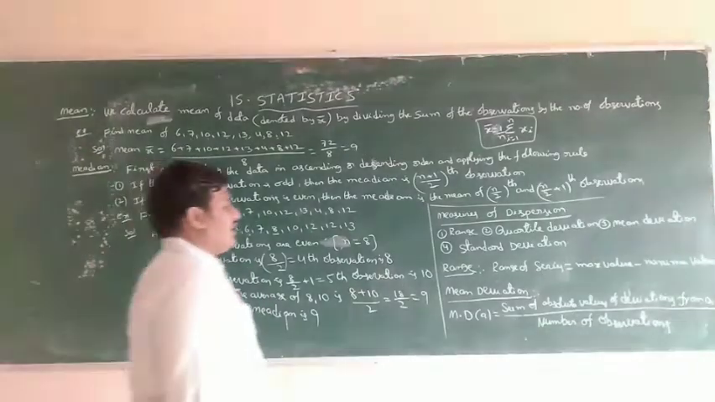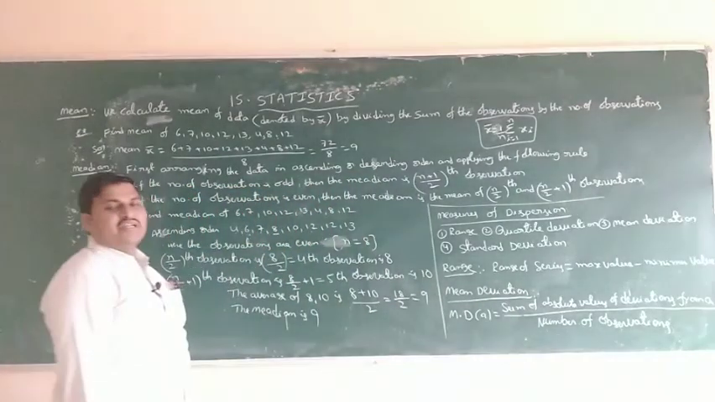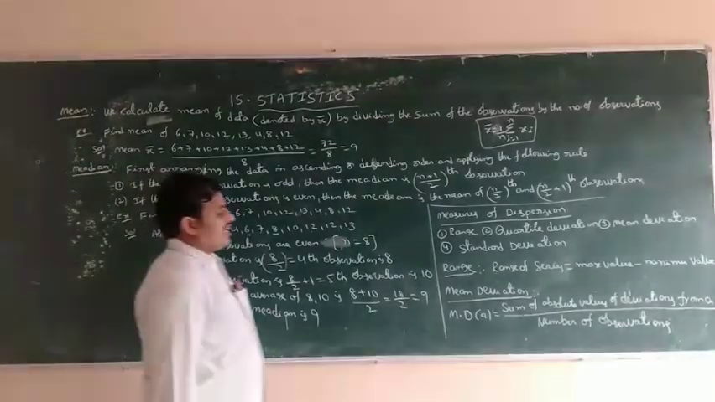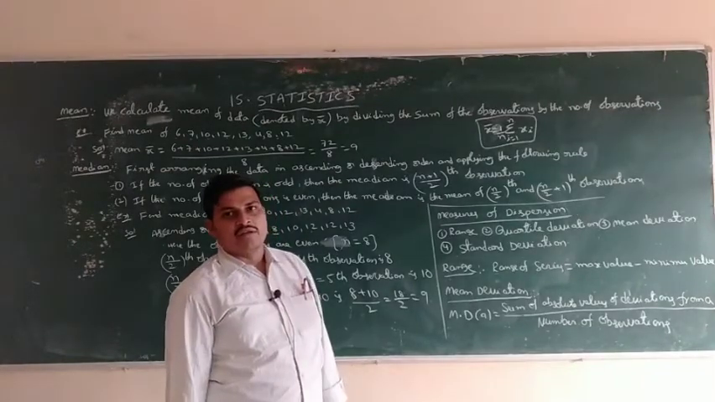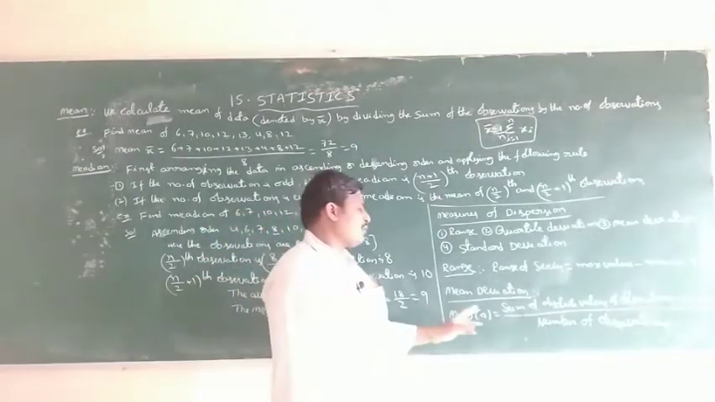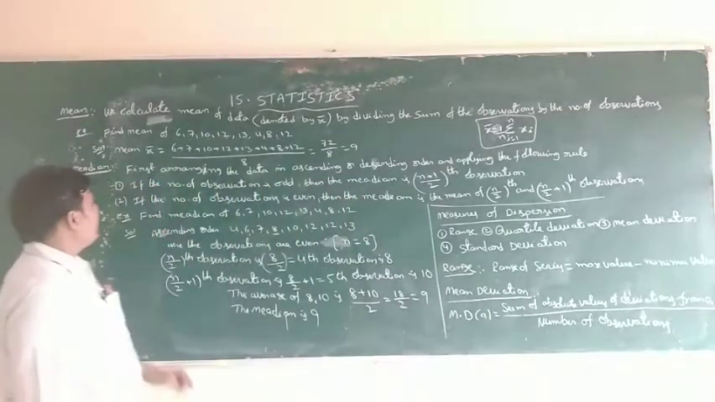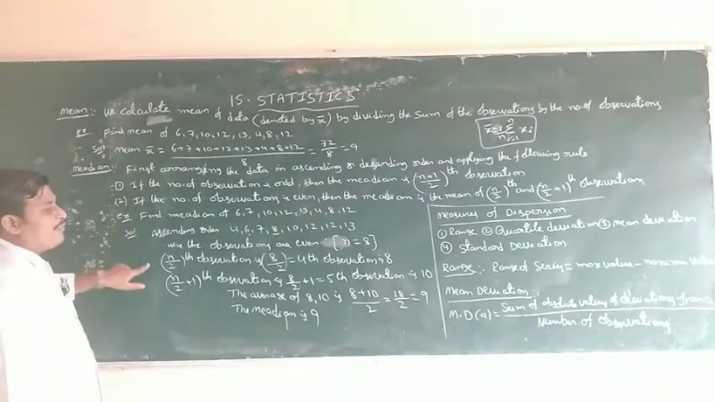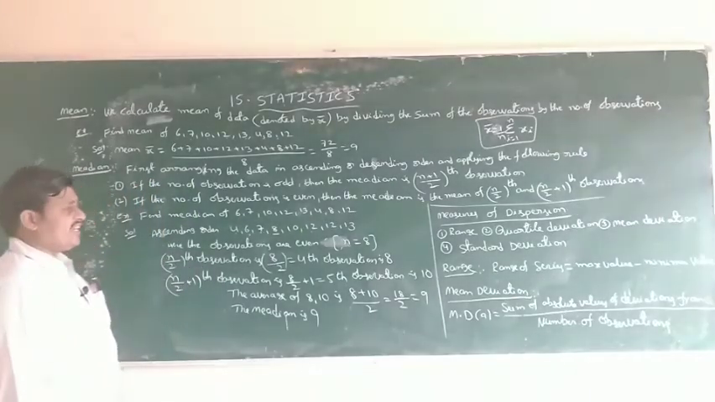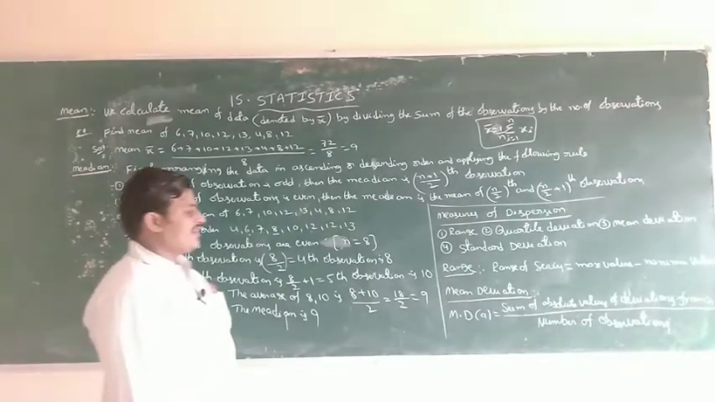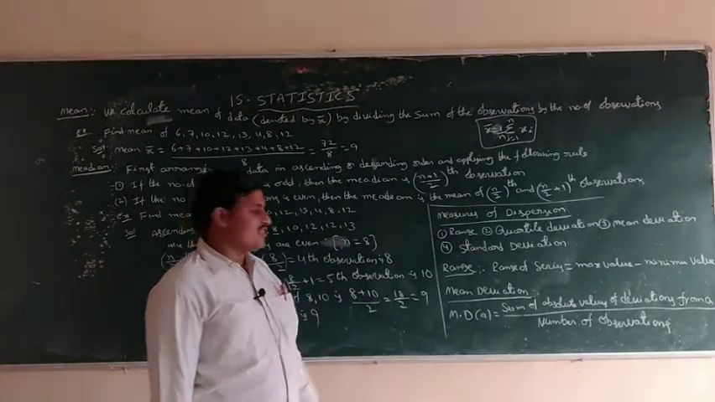Next, mean deviation. Mean deviation is simply written MD of A, MD of x bar. Mean deviation about mean means mean deviation of x bar. Mean deviation about median: the mean is denoted by x bar and the median is denoted by capital M. So mean deviation about mean means MD of x bar, and mean deviation about median means MD of M.